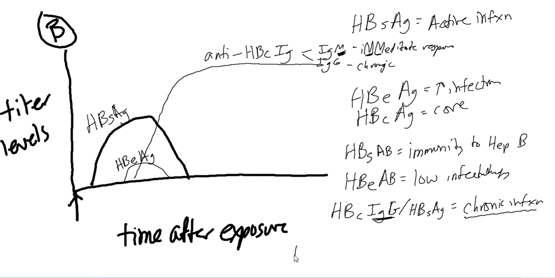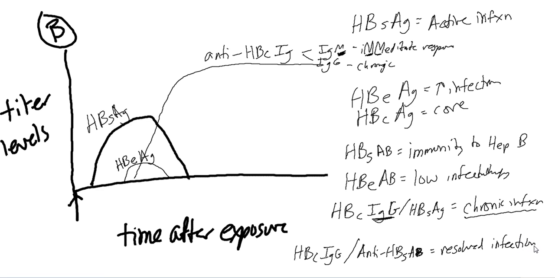Then I'll start over here. Hepatitis B core immunoglobulin again, so we'll say IgG. But we also are producing anti-hepatitis B surface antibodies. I probably should have just erased that. It means we have a resolved infection.